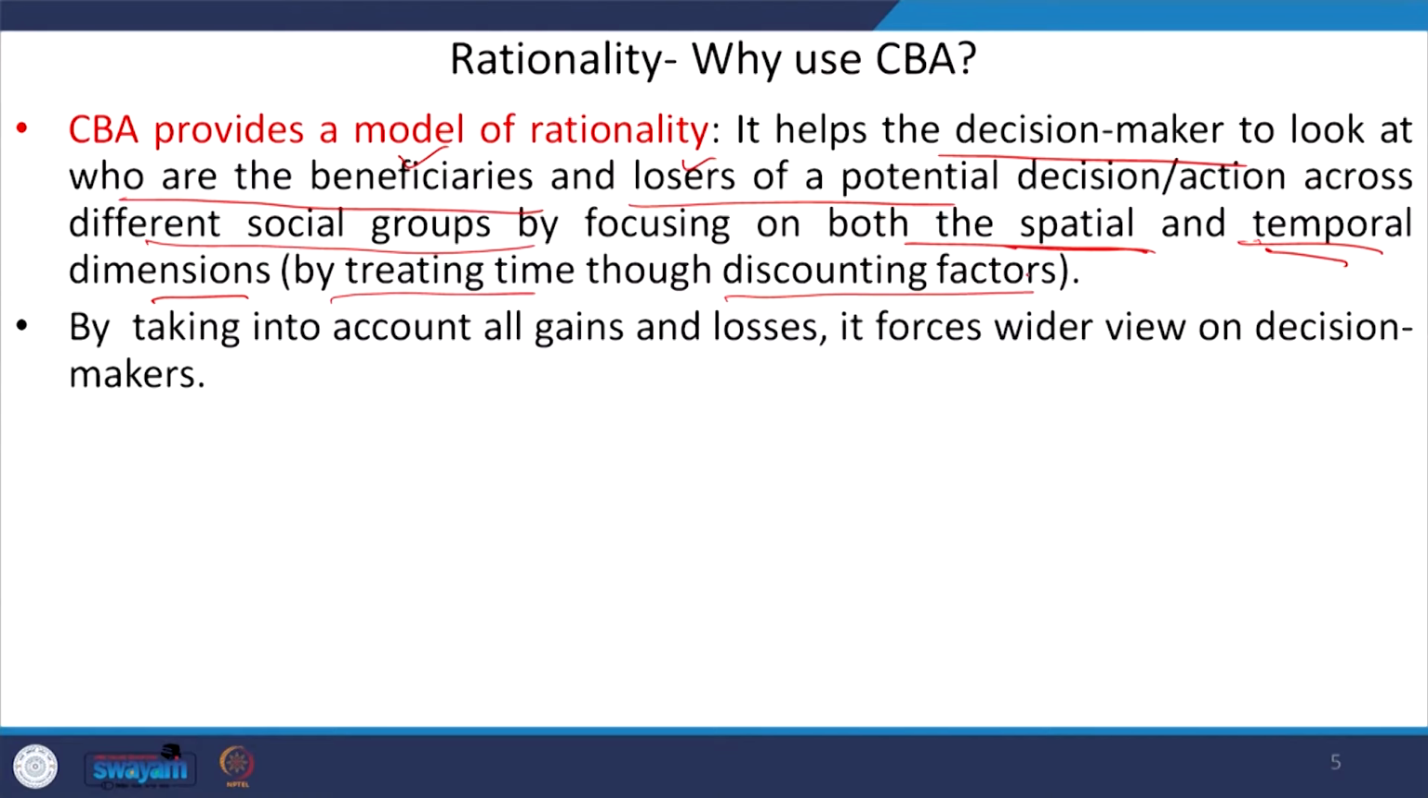And obviously, when we are taking into account all the beneficiaries and all the losers of a potential policy or program, that means we are taking into account all gains and losses. When you sketch all gains and losses for a particular policy or project, the decision maker has a broader view, and that is why he or she can take the right decision based on the alternatives.